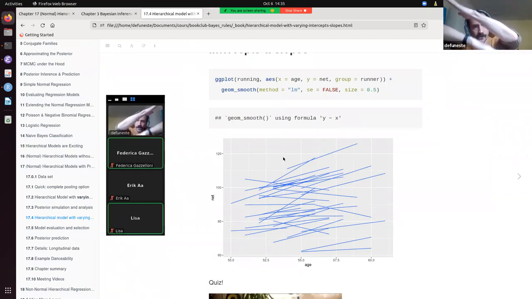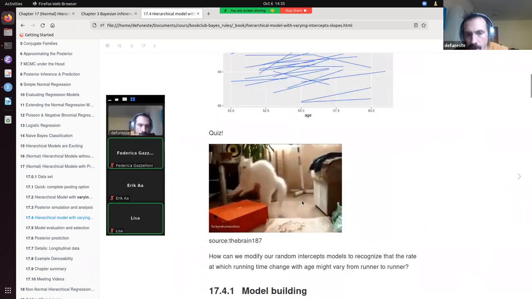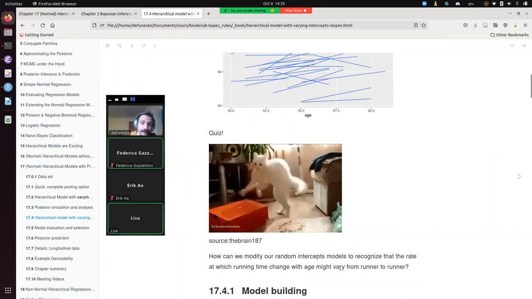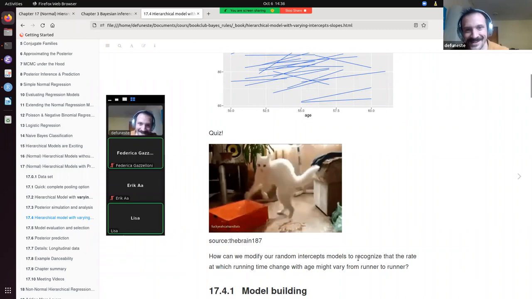Just the intercept will be different. So we'll have a bunch of stuff like that. Okay, quiz. How can we modify our random intercept model to recognize that the rate at which running time changes with age might vary from runner to runner? Change the slope. Yeah, we change the slope.